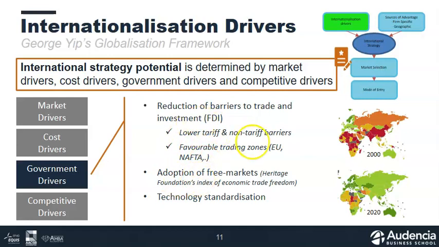And also because of technology standards. Technology standards allow us to export abroad more easily our products because they can be used abroad. And production technologies are becoming more and more standardized. So if I produce an input product, it can be used in multiple markets as an input.